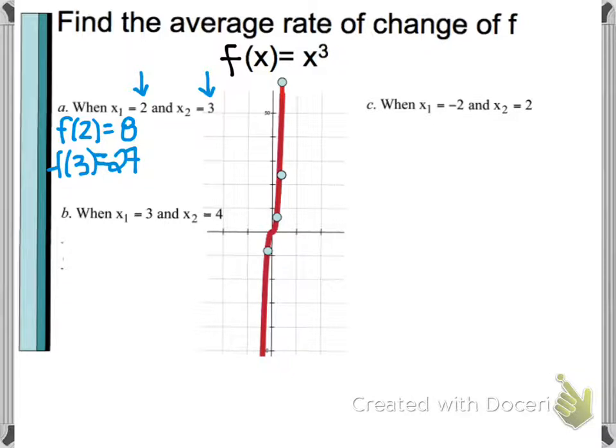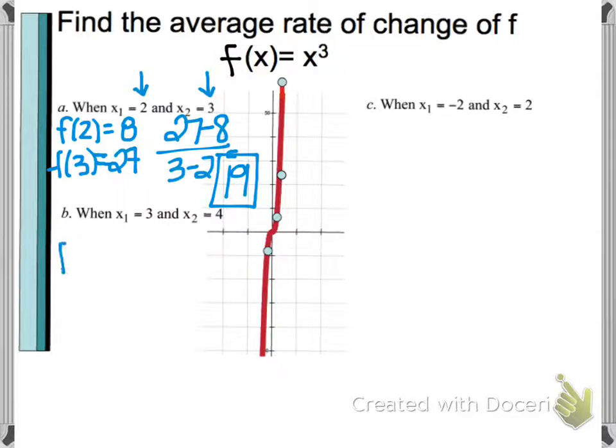Now all I have to do is find the slope, the change in the y's. We'll say 27 minus 8, and divide that by the change in the x's, 3 minus 2, and you can see the answer here is 19. So the average rate of change when x is 2 and x is 3 is 19. And you can do the same thing for all of these.